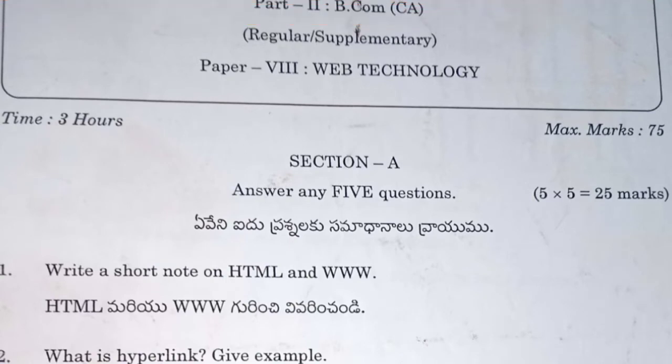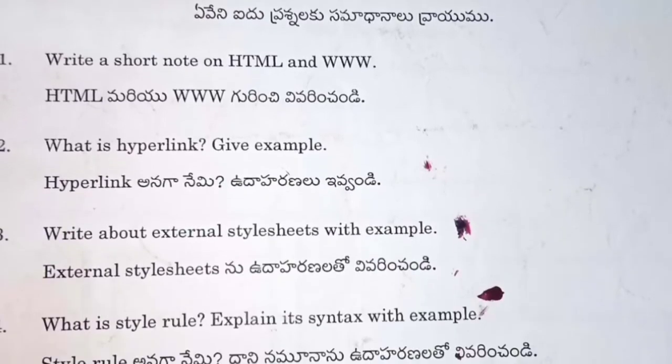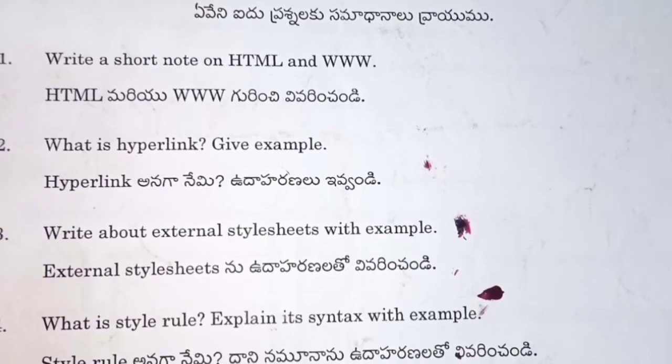You need to answer any 5 questions. So 5 into 5, 25 marks. Write a short note on HTML and WWW, World Wide Web. Next, second one, what is hyperlink? Give example. So for this you need to write an HTML hyperlink example program.